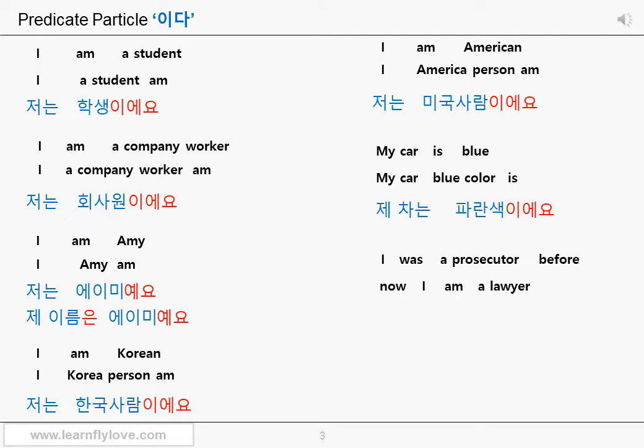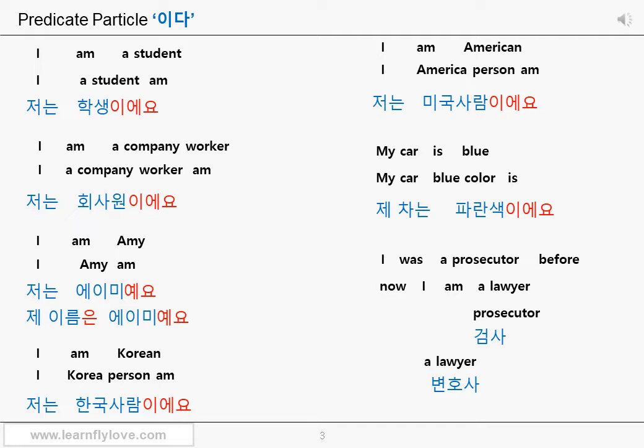So you're going to use 이었어요 or 였어요. But now I am a lawyer in the present time. So you're going to use 이에요, 예요. A prosecutor in Korean is 검사, 검사. A lawyer in Korean is 변호사, 변호사.